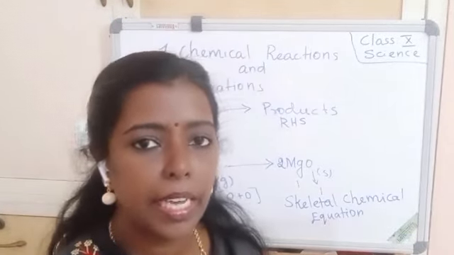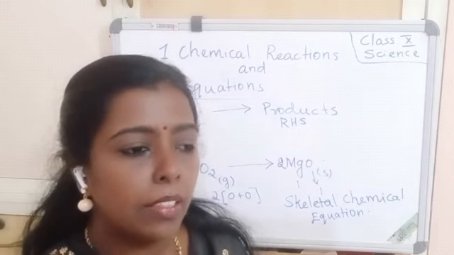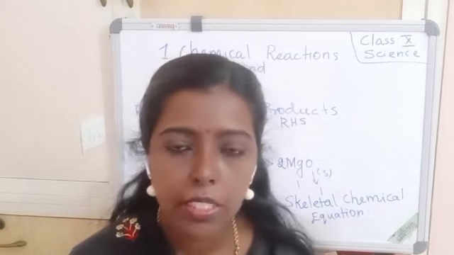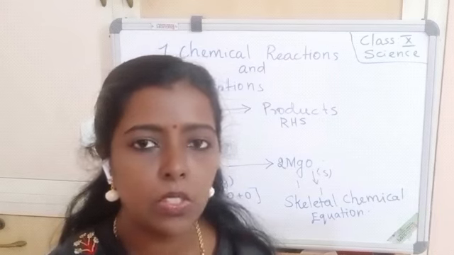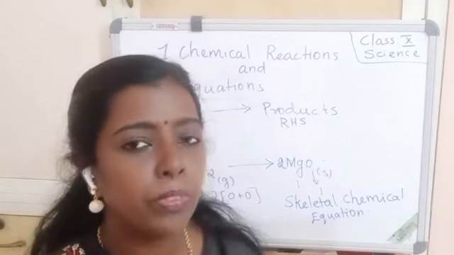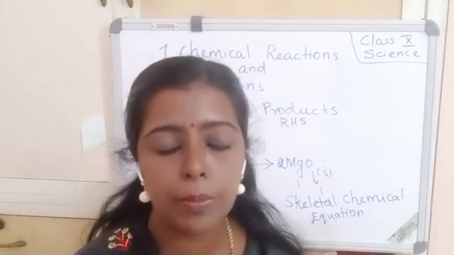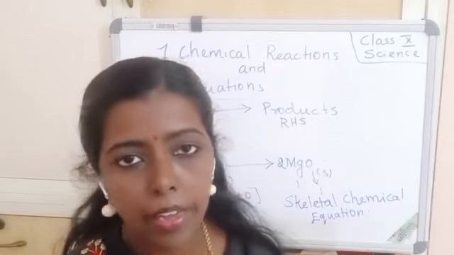In between the reactants and products, an arrow is placed. Then we should mention the physical states of our reactants and products, whether our reactant is in solid state, liquid state, gaseous state, or aqueous solution state. Then we should mention the special condition states like temperature, pressure, catalyst, etc.